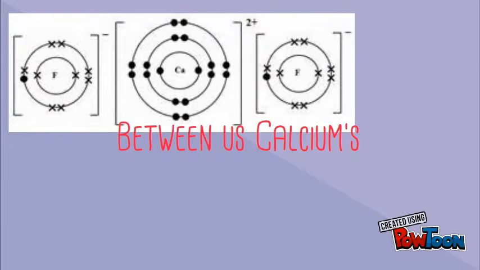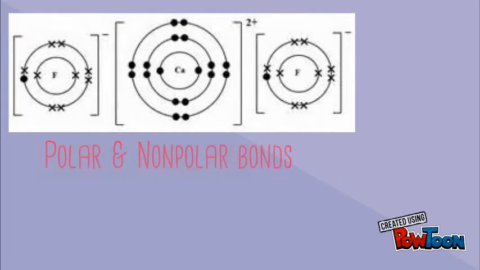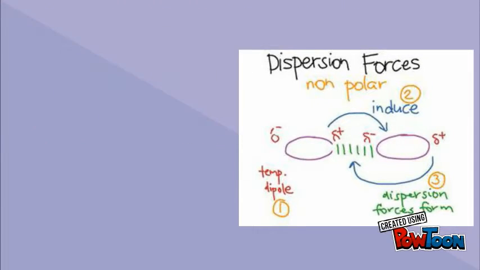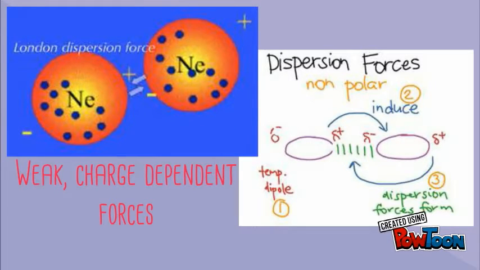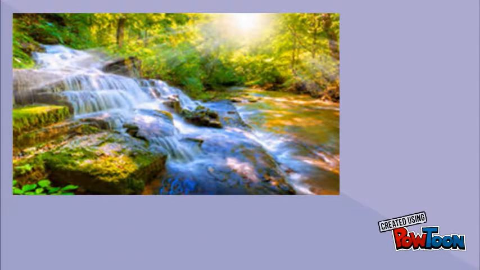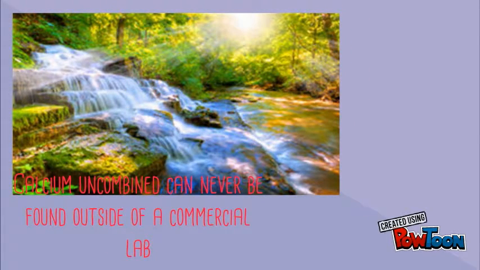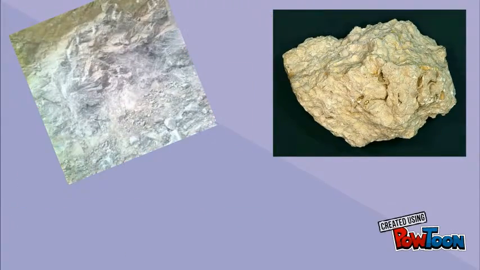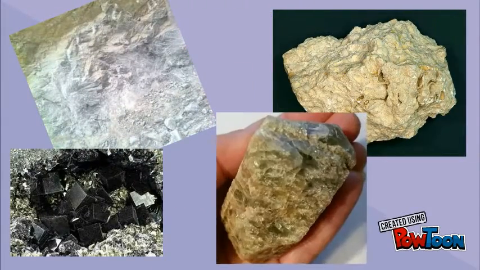Calcium forms bonds with other elements by using polar and nonpolar bonds. Calcium forms bonds with other calcium atoms by the use of van der Waals interactions. Calcium cannot be found uncombined in nature, and is most commonly found in the form of limestone, gypsum, fluorite, or apatite.